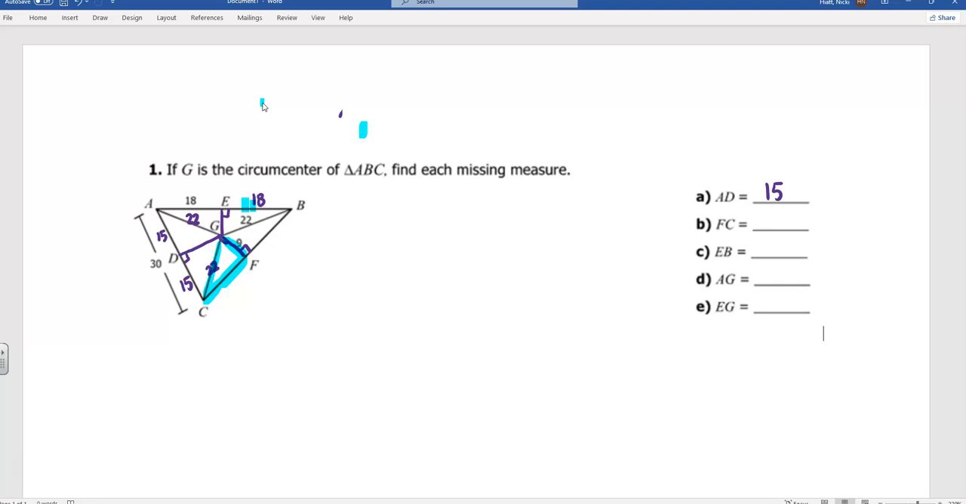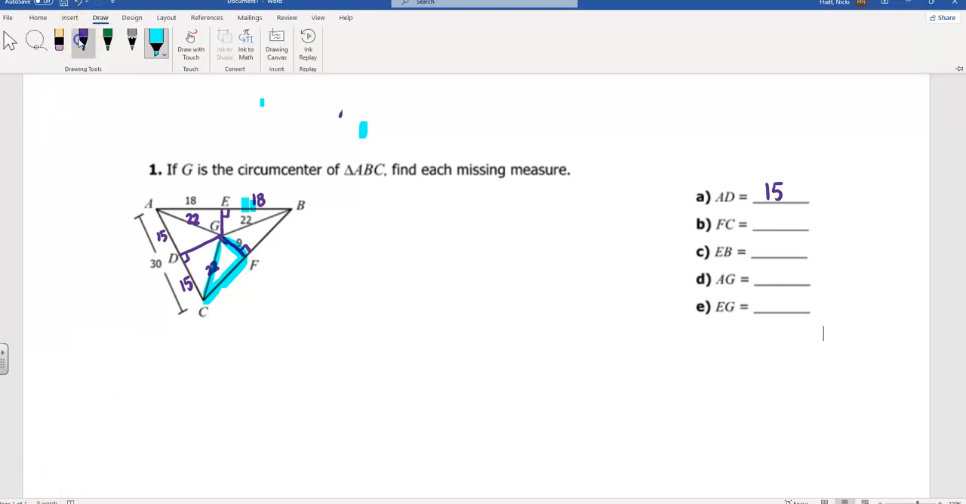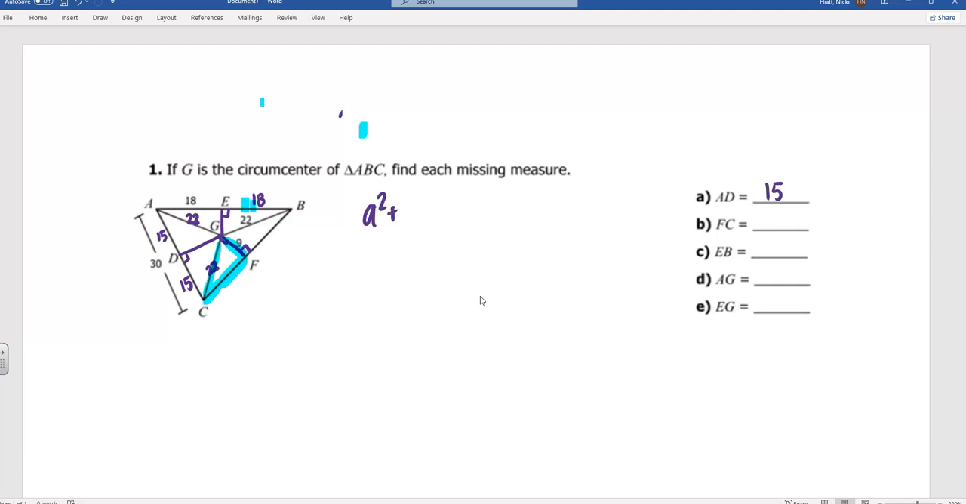What shape have I highlighted here? What type of triangle? A right triangle. And if I have a right triangle, what can I do? If I know two sides and I need to find the other. It starts with a P. Pythagorean theorem. A squared plus B squared equals C squared.